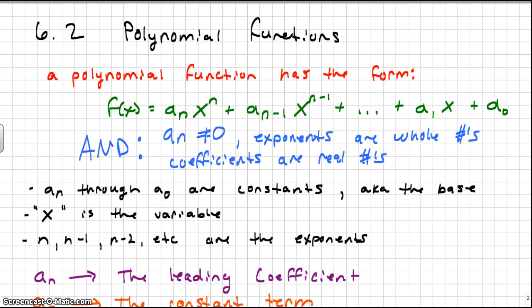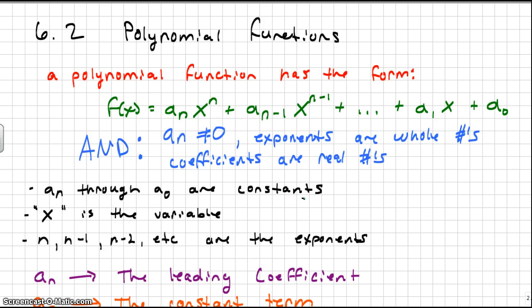So, a sub n through a sub 0 are constants. They are the coefficients of the terms. They're actually not called the base. I don't know why that's on there, so we'll take that off. A sub n through a sub 0 are constants. They are coefficients. The x in this case is the variable.